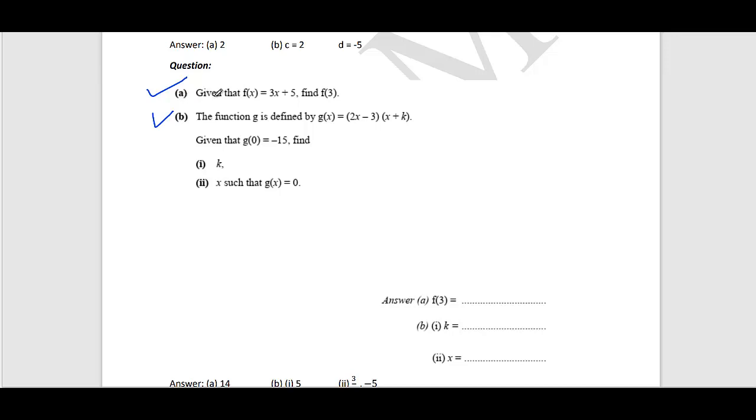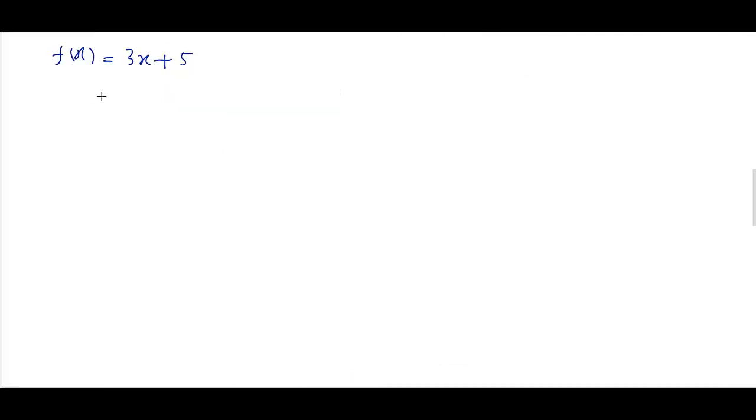In the next question, f of x is equal to 3x plus 5 and we have to find f of 3. Here what we have to do is just plug in 3 for x. This is our function, and for f of 3, we just plug in 3 for x. So it is f of 3, and the value of x is 3. Always use brackets when you plug in some value. So the answer is 9 plus 40, so f of 3 is 40.